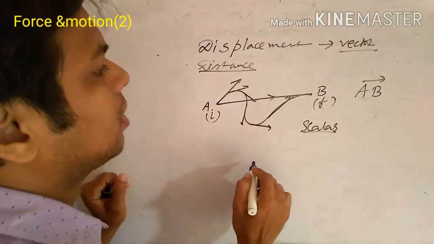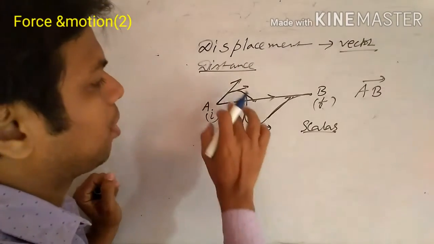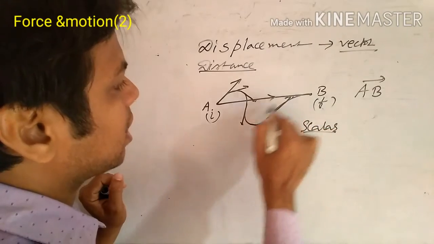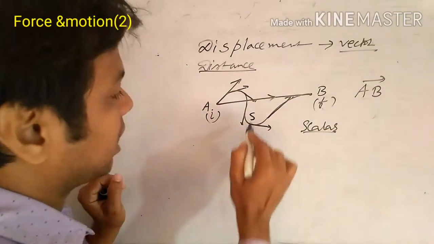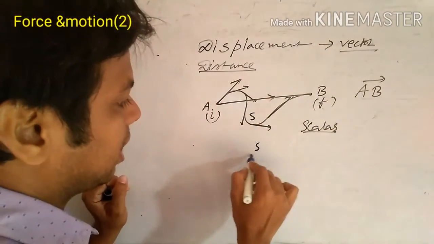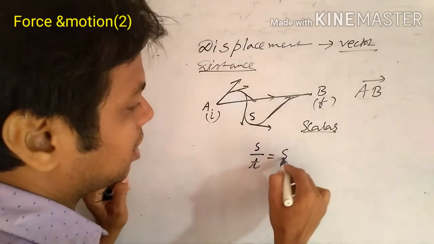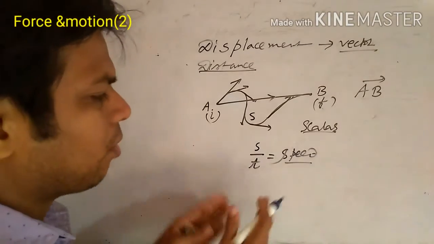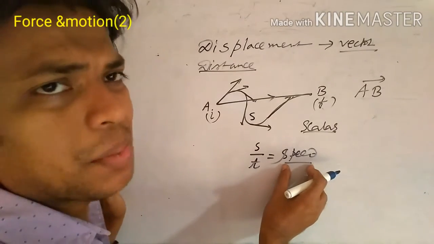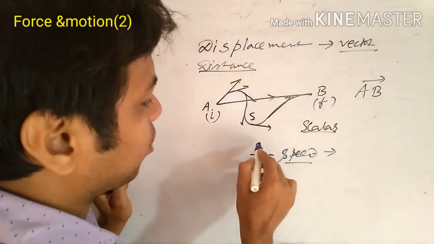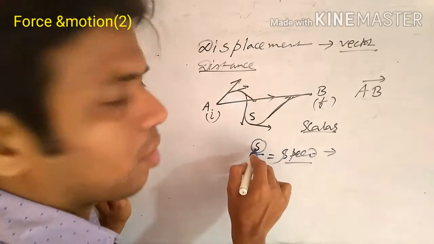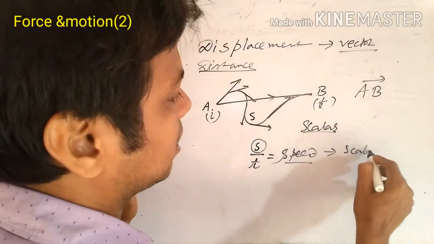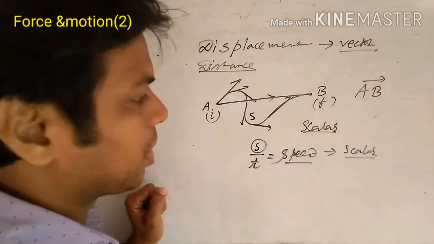Now, if the time required for going from A to B is t, and the distance is written as s, then s by the time is the speed of that object. It may be a car, it may be a man, whatever may be the object, it is the speed. So the speed is also a scalar quantity because the path traversed is a scalar quantity. So the speed is also a scalar quantity as it has no specific direction.